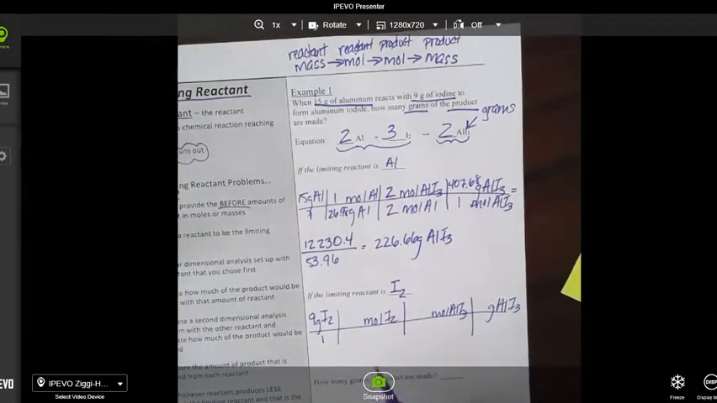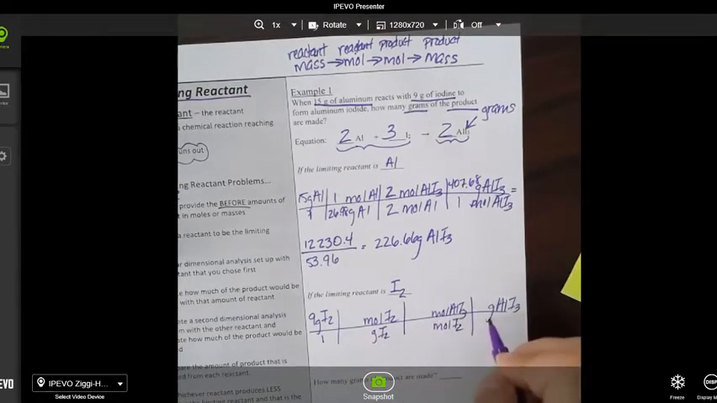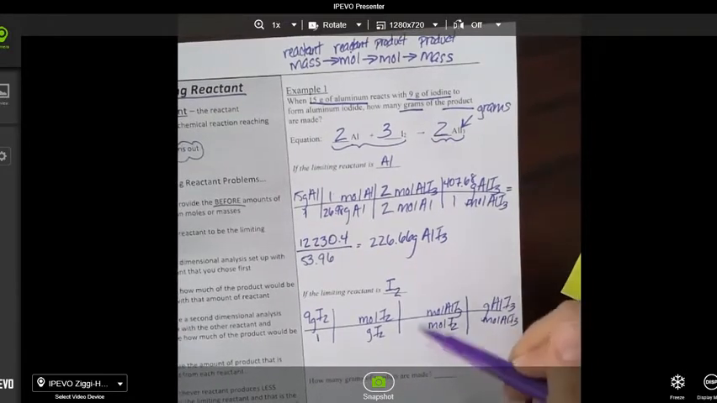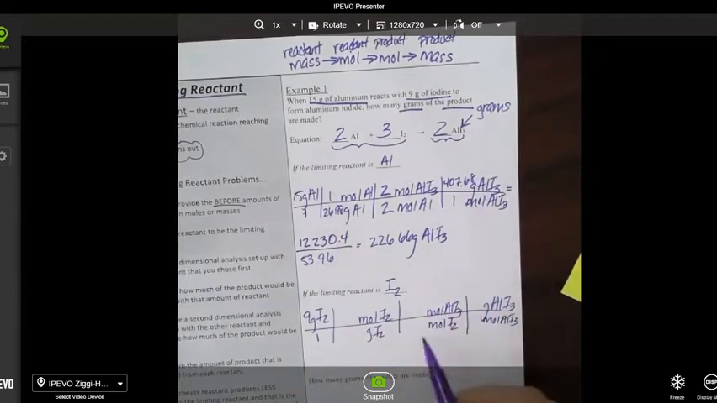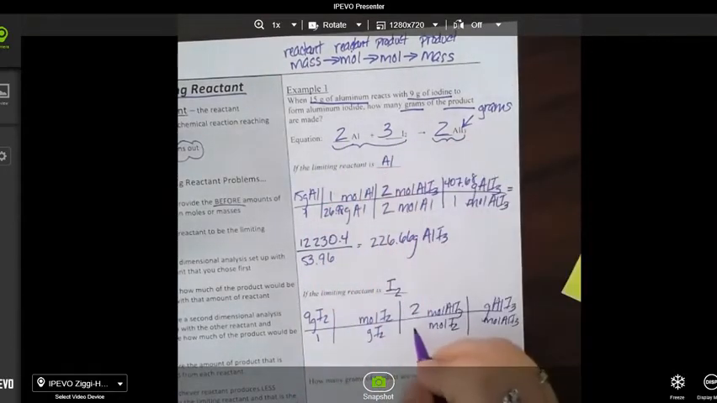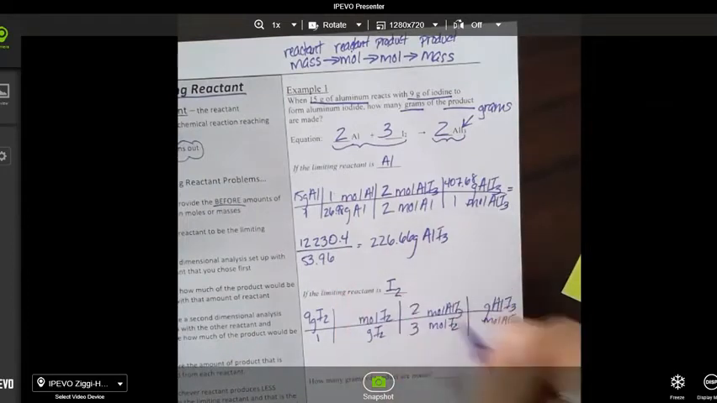There's a 1. 1 always goes under the first one. Grams of I2, grams of I2. Moles of I2, moles of I2. That's how we get them to cancel. Moles of AlI3, moles of AlI3. And where do I get this from? I get it from my coefficients. So AlI3 is a 2, I2 is a 3. It's a 2 to 3 ratio.